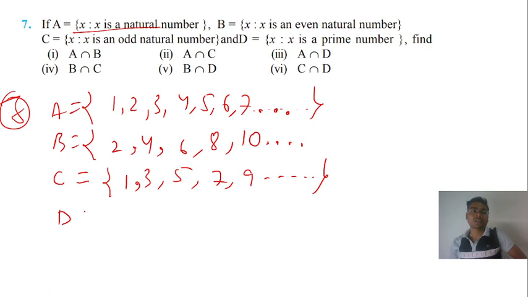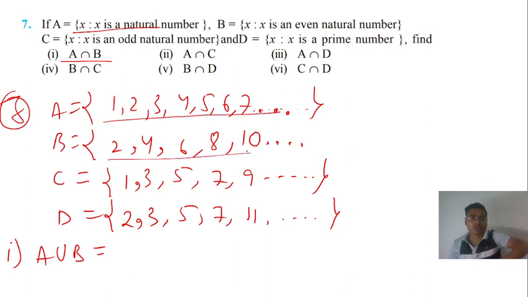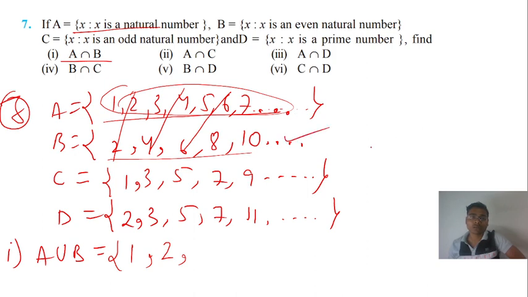Prime numbers means 1 is not prime. Okay, 2, 3, 5, 7, 11, and so on. We will have to find A union B. First part, A union B. So to write A union B, all the elements of A and then all the elements of B. But since all the elements of B are already present in A, we just get the same set. If you just write A, you will already get B inside it: 1, 2, 3, 4, and so on.